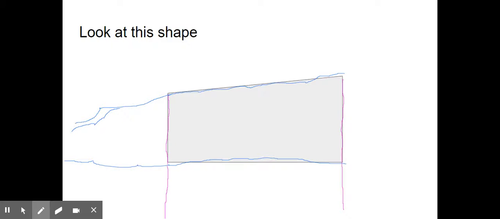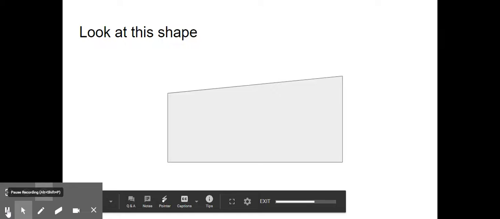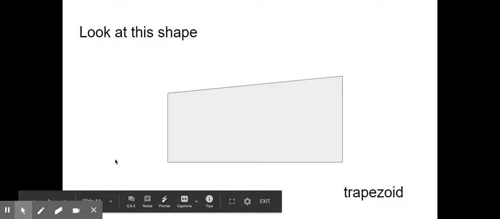When a quadrilateral has 2 parallel sides, it is called a trapezoid. Practice saying that with me. Trapezoid. So one more time, this shape is a trapezoid. The word is down here. It is a trapezoid because it is a quadrilateral with 1 set of parallel sides. Let's look at another shape.